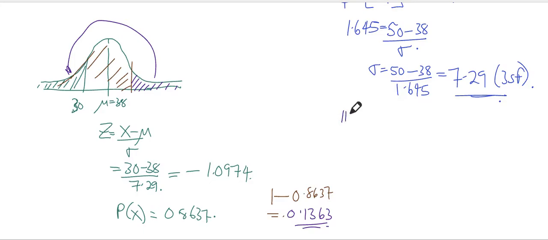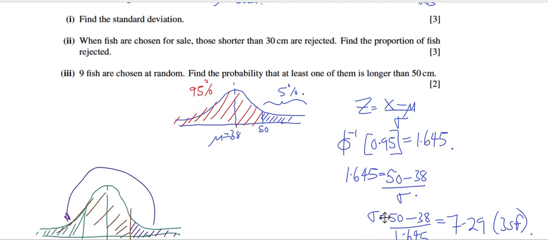Next, part 3. For part 3, 9 fish are chosen at random. Find the probability that at least one of them is longer than 50.